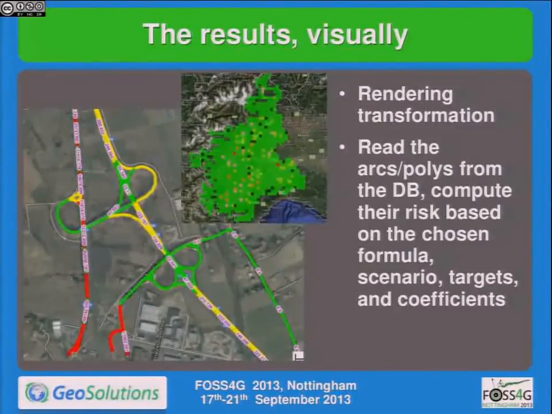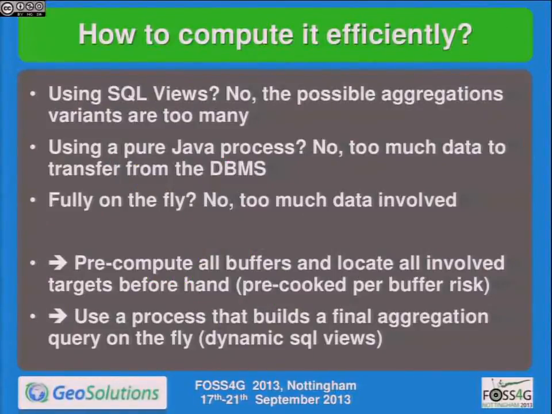This is the result that we have once we set out what kind of part of the expression we want and what kind of targets we want to consider in the computation and so on. We end up with a color-coded map with a risk and a number associated to the risk. Now, how do we compute this efficiently, since we are basically bound to do an on-the-fly computation, but we have too much data, we have too many variants.